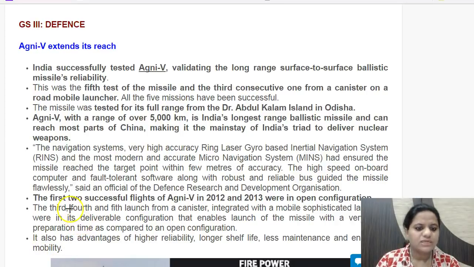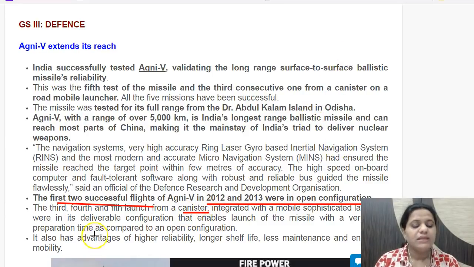The first two successful tests were in 2012 and 2013 in open configuration, and the remaining tests are from a canister with a mobile launcher. This means that in a deliverable configuration, the entire launch of the missile can take place, meaning preparation time is very short and it can be easily tested and easily deployed.